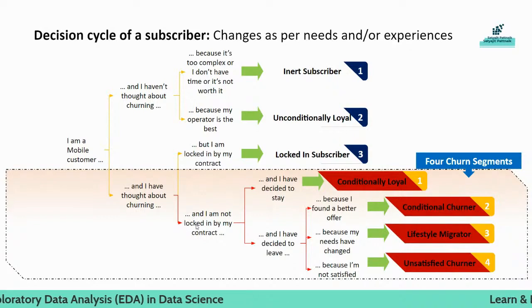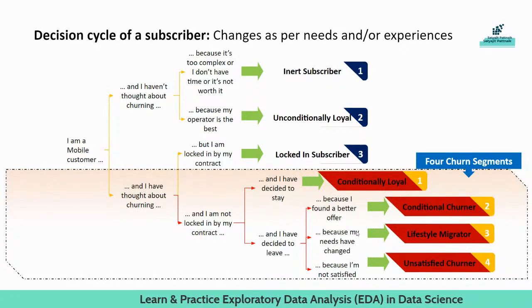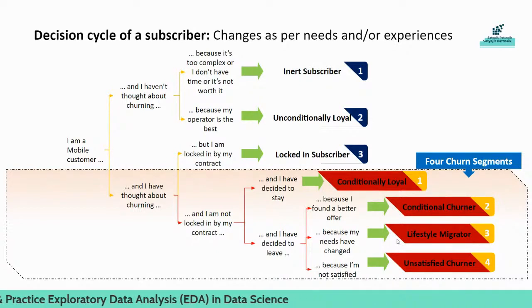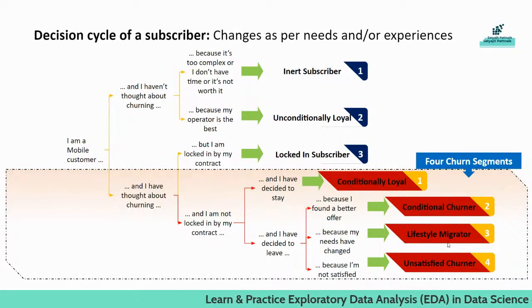The customers who don't have any contract, they have thought about churning and decided to leave because they have found a better offer. These are conditional churners. Because my needs have changed, these are lifestyle migrators. These types of customers don't really stay with one particular company, they switch.